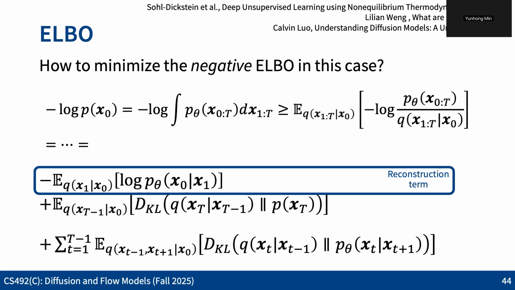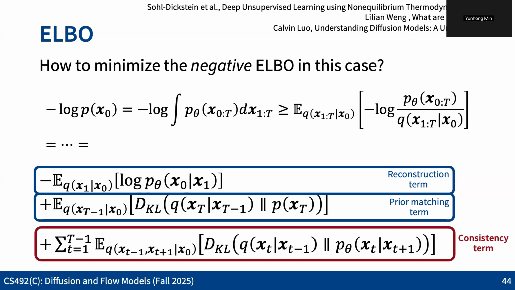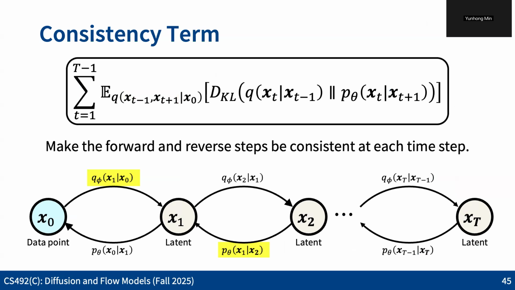The first one is the reconstruction term that we have seen in the VAE case. The other one is the prior matching term, which is the same as the KL term. And then we have one more term, which is the consistency term, which is basically nothing but making these two distributions the same. So that's why we call it the consistency term. So we can consider computing this consistency term.